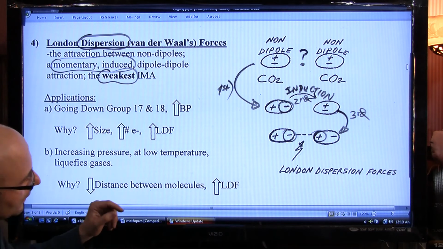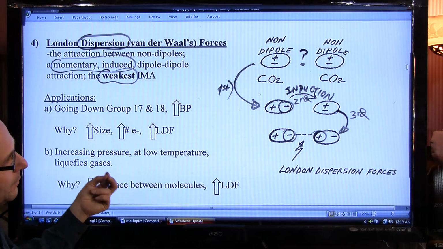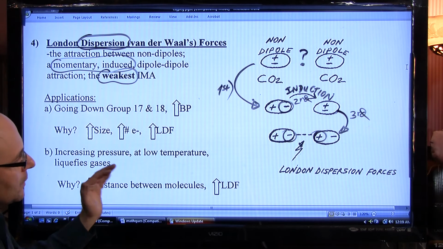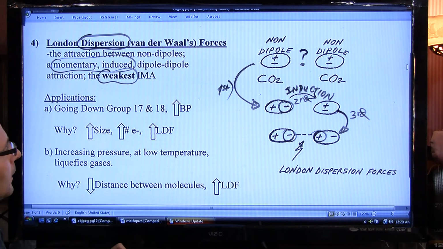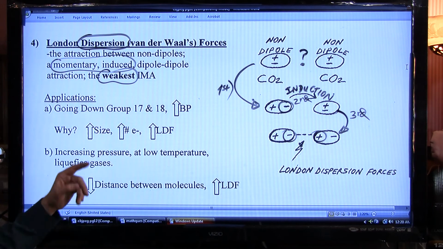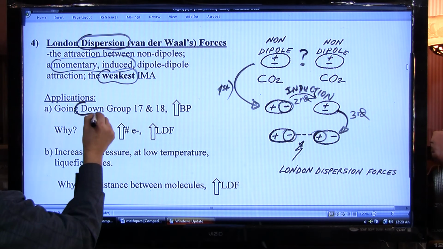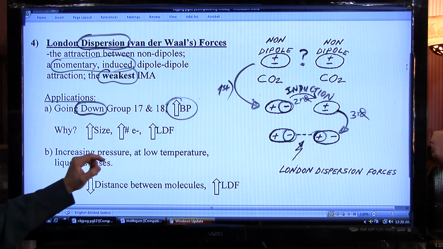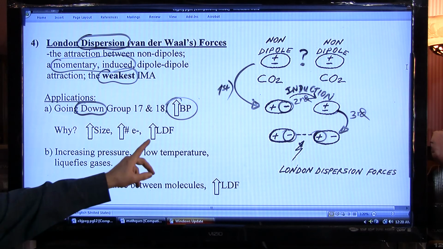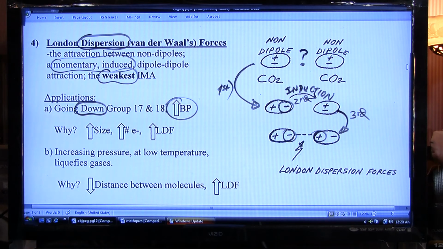So as you go down this group, what we're saying is the attraction between the fluorine molecules is the weakest, and as you head down, they'll get stronger and stronger and stronger. And it's for that reason, going down this group, boiling point is going to increase. So as you increase size, you increase the number of electrons, and you increase the dispersion forces.